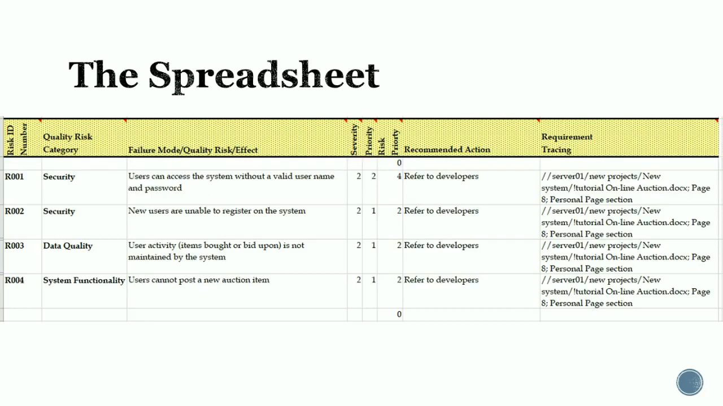Sometimes you need to go back to the business, sometimes you need to go to a third party, whatever. But in this instance, we're going back to the developers. And then the requirements tracking is the location of the server. So it's got the full URL, including the document name, page and paragraph. So we know exactly where it's come from.